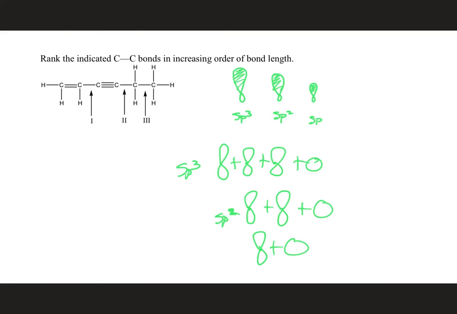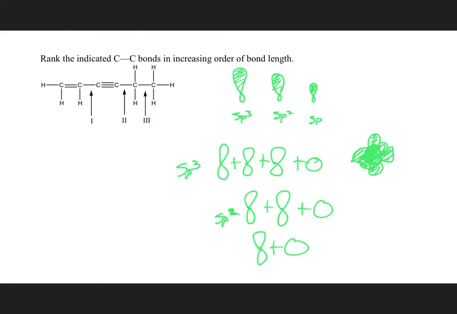And I'll remind you that the p's are bigger than the s's. So if we're combining all those together, the p's stick out further away from the nucleus than the s orbital does, and therefore the more p character there is, the bigger the orbital. And the bigger the orbital, the longer the bond is going to form.